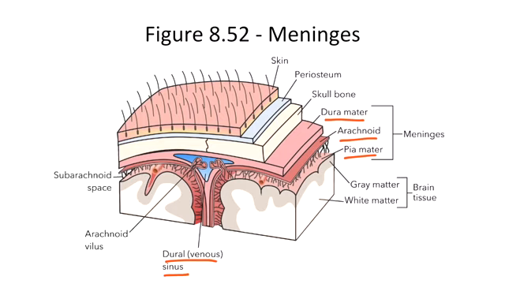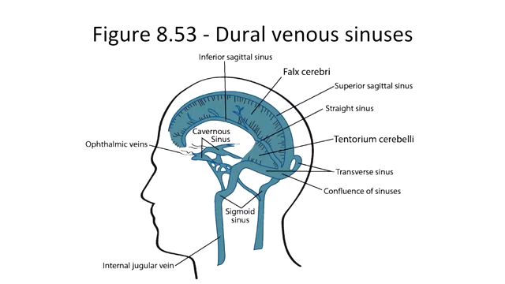Dural venous sinuses are important because they receive the arterial blood and cerebrospinal fluid and allow the brain to remove its waste products from the cerebral circulation. Okay, with this in mind, let's look at figure 8.53. This is figure 8.53 from your text, which shows a lateral view of the dural venous sinuses.